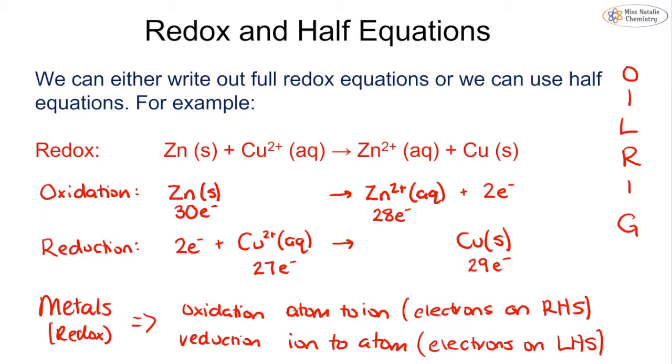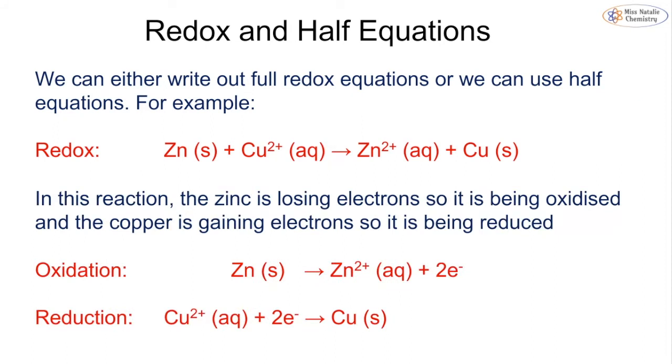Okay, so we're saying that the oxidation is the zinc and the reduction is the copper. And you can see that that's exactly the correct answer here. So we've got the zinc going to zinc ions plus 2 electrons, and then the copper gaining 2 electrons to become copper atoms.